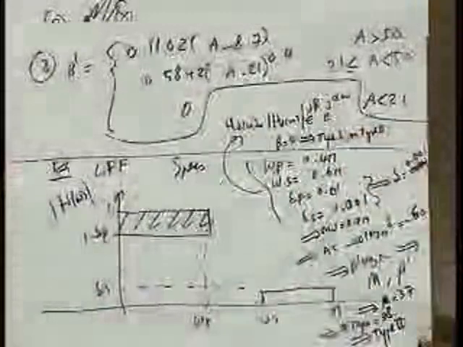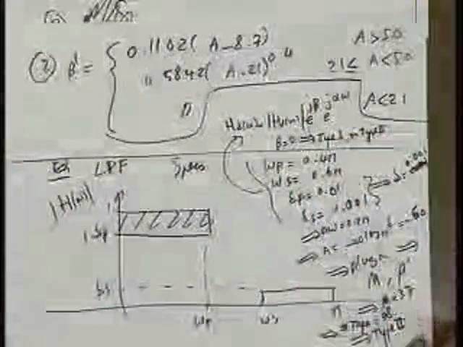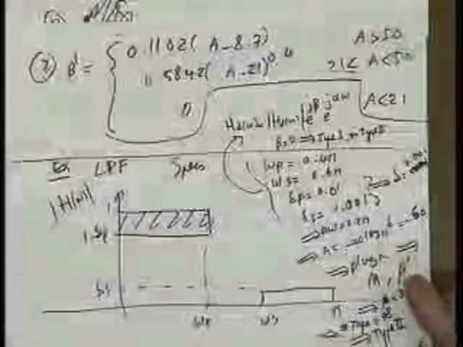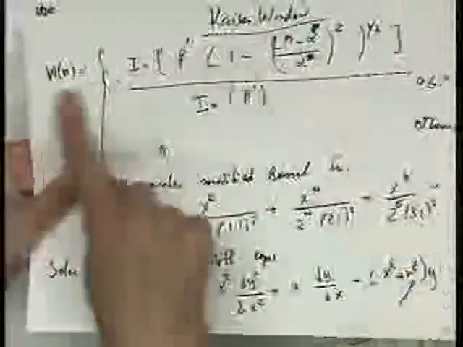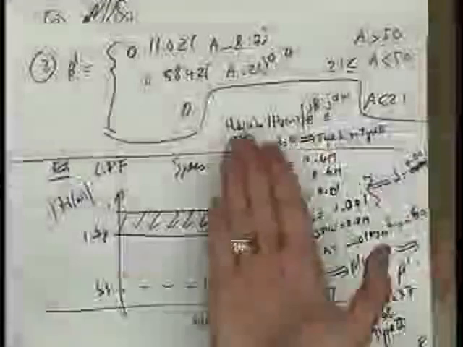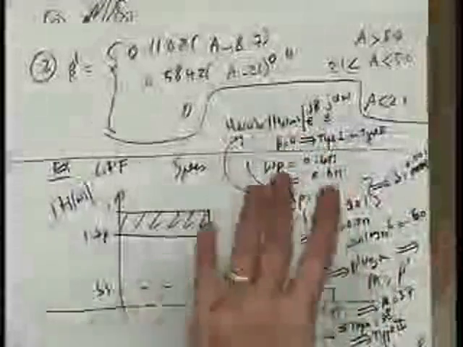And I plug into these things. After I get M and I get beta prime, then I go back to W of N and compute my Kaiser window based on the values of M and beta prime that I found, and that gives me my window. Now I have to multiply the window by some H sub D of N, some ideal low-pass filter, right?